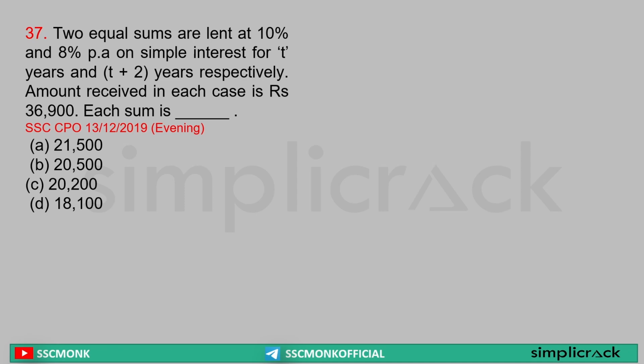Both are same. Simple interest for t years and t plus 2 years respectively. Amount received in each case is equal. What is the sum? Sir, let's say x was the sum in both cases. 10% for t years is equal to 8% in t plus 2 years. Sir, we know x crossed out, 10t equals 8t plus 16, or 2t equals 16.